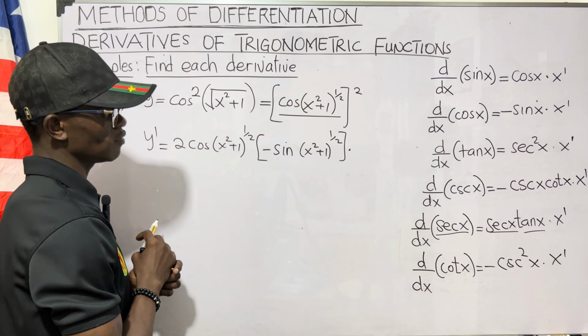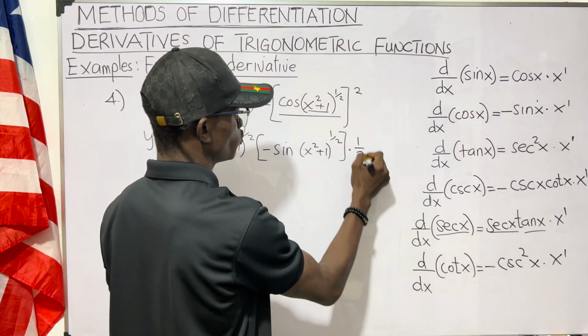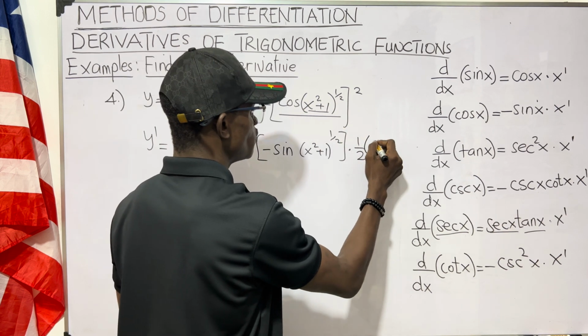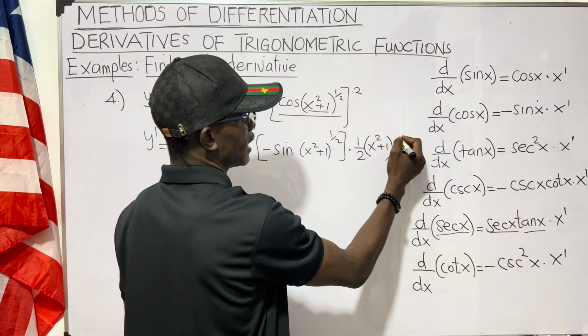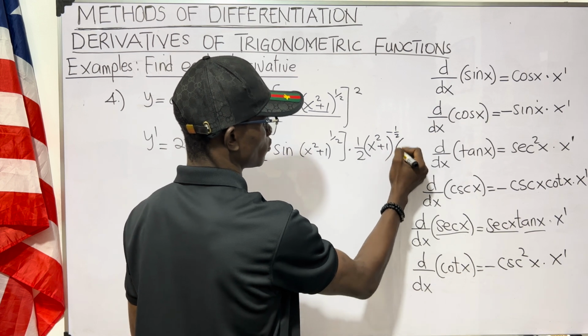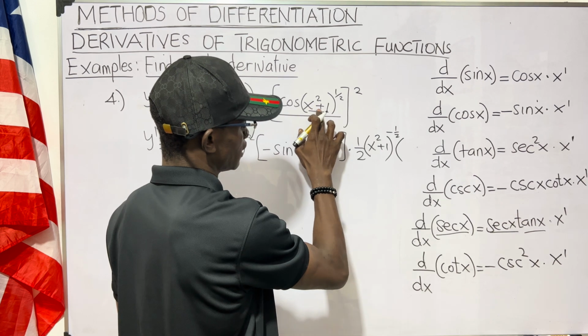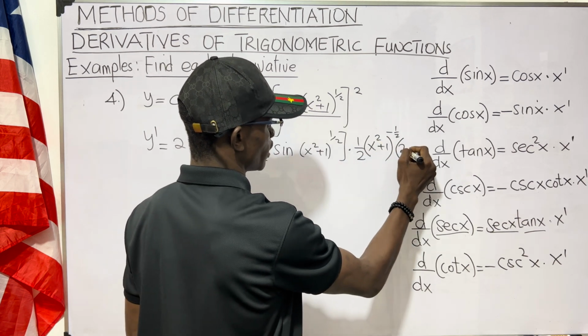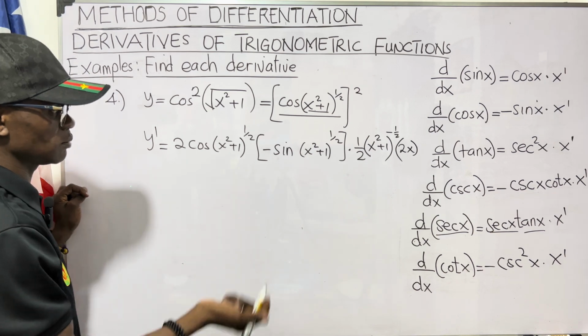So what is the derivative of the angle? The derivative of this angle now is 1 over 2. We bring this power down. We rewrite x squared plus 1. If we subtract 1 from the half, we get negative 1 over 2, times the derivative of the inside. So the derivative of x squared is just 2x. Derivative of 1 is 0. Now we have differentiated. Let's simplify.